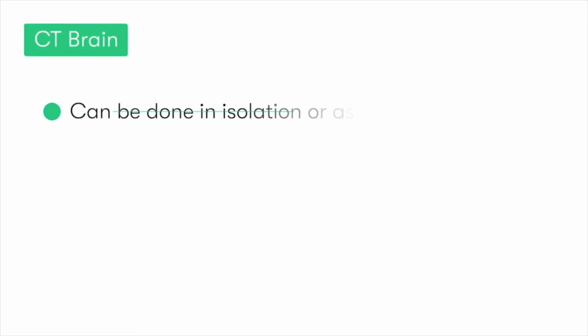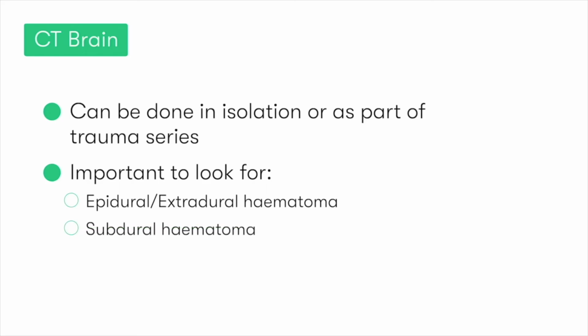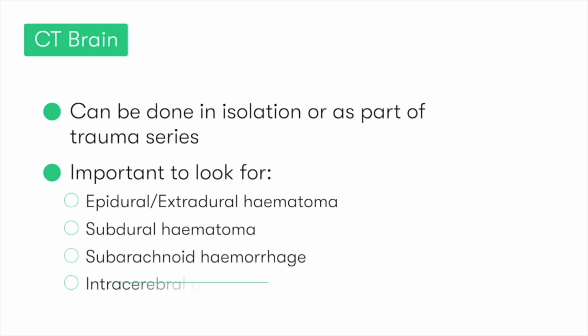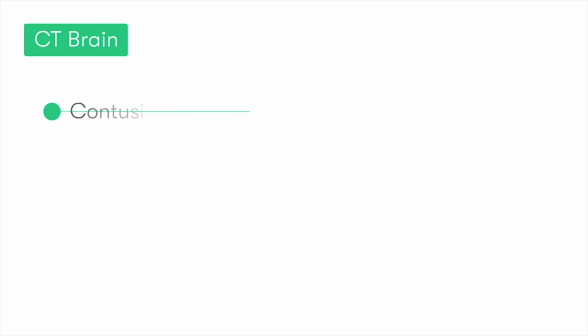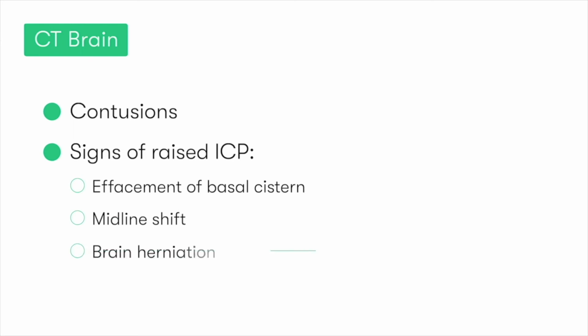Moving on to CT scans of the brain, these can be done either in isolation or as part of a trauma series. The important things we look for on CT are intracranial hematomas and bleeds, for example, an epidural or extradural hematoma, a subdural hematoma, subarachnoid hemorrhage, and intracerebral bleeding. We can also look for contusions and signs of elevated intracranial pressure, for example, effacement of the basal cisterns, midline shift, or brain herniation.